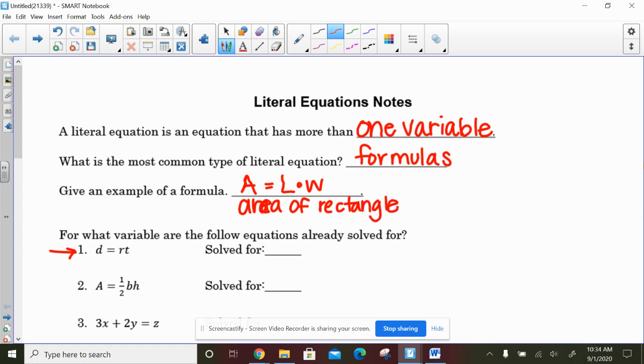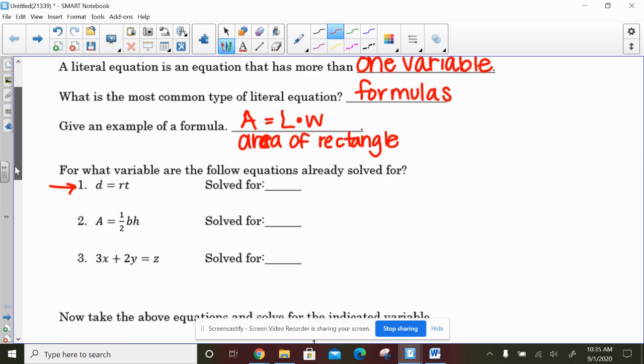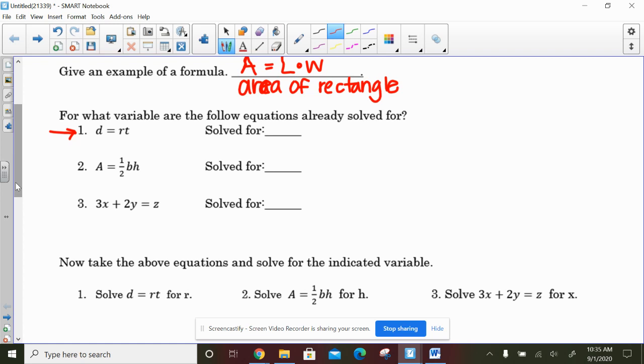When we look at these next 3 things, it says, what variable are the following equations solved for? If it's already solved for something, then that just means that whatever letter is by itself is what it is solved for. So you're looking for the letter that's by itself. If I look at number 1, D equals R times T, the letter by itself is D. So that is what that one is solved for.